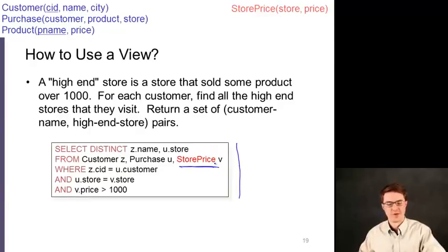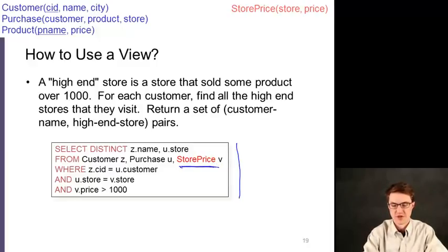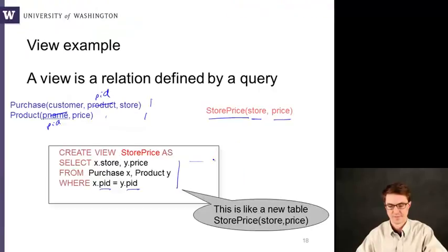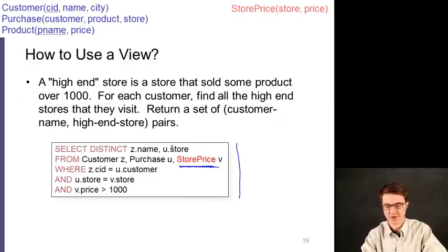All right, so how do we use a view? Well, as I've said, all you have to do is reference the view in a query just like it's a table. Here, if we want to define the notion of a high-end store, we say that's any store that has sold some product over $1,000. And for each customer, we may want to find all the high-end stores that they visited. Being able to directly reference the store price relation that we defined in the previous slide, this view, helps simplify this query. And so you can just write a query that directly accesses that view as if it was a table.